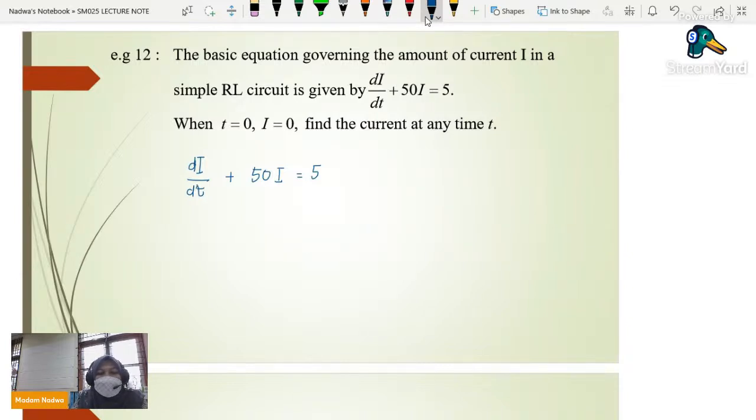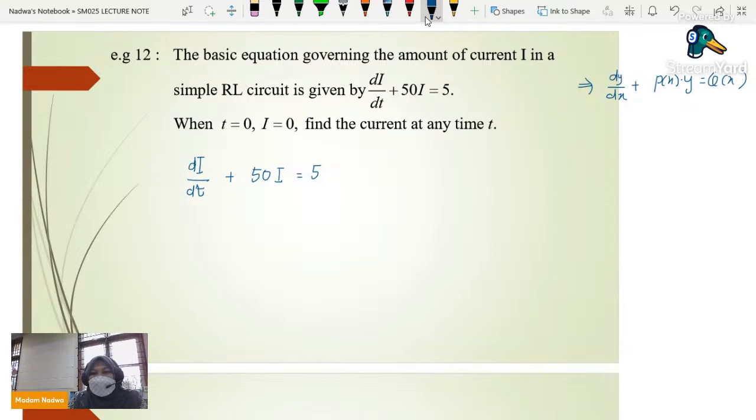So kalau awak perasan, this is dy over dx. Ingat tak? Kalau kita buat integrating factor, we have actually dy over dx plus pxy equals to QX. So this is what we have here, tapi dia tak familiar sebab dia tak pakai Y dengan X. Dia pakai I dengan T. But it's still the same thing, same differential equation.